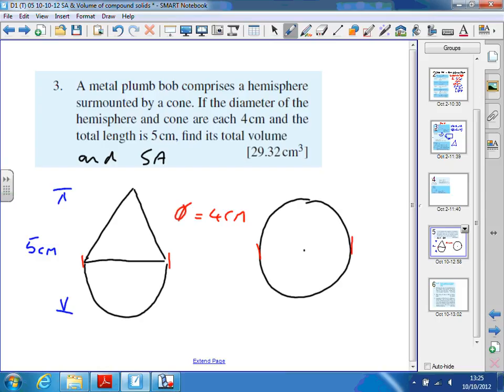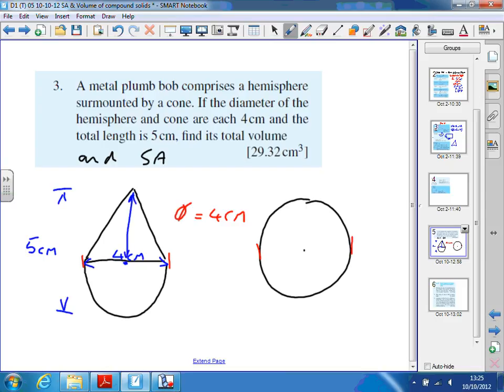So first of all, what's the height of the cone? This diameter here is 4 centimeters. And that's the diameter of the hemisphere. So how can I use that information to tell me what the height of the cone is? I'm just after this dimension here, the height of the cone, which is this distance from here to here. What will that be?